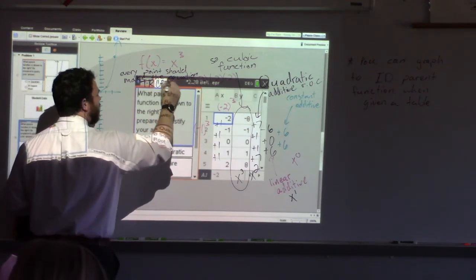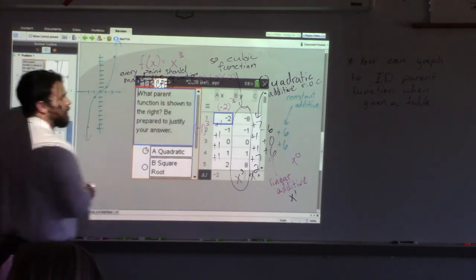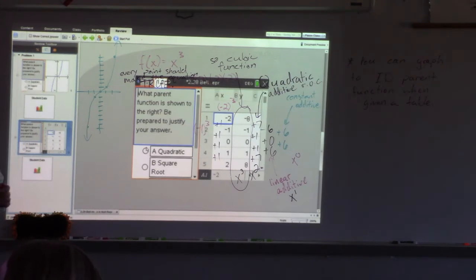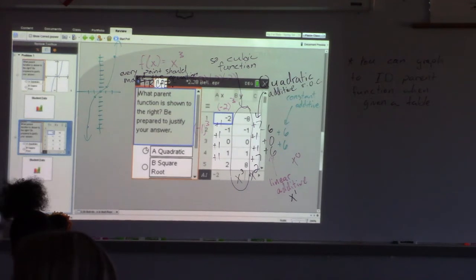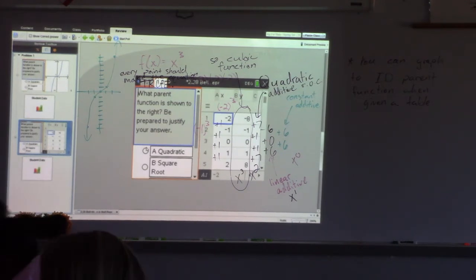So if it has a linear rate of change, it's a quadratic function. Alright, then. It has a quadratic additive rate of change. It's a cubic function, meaning x to the third. Anybody want to make a prediction? What kind of function would have a cubic rate of change? X to the fourth. That's it. What parent function is that? X to the fourth. We'll look at it next unit.